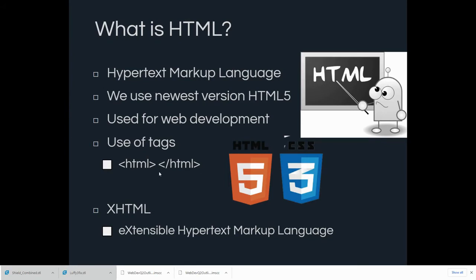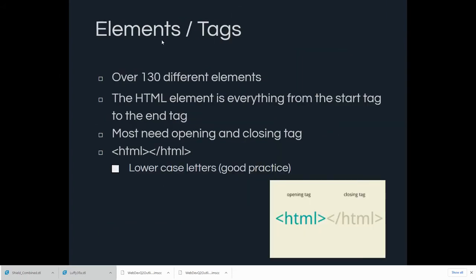and how HTML works is we have these things called tags that make up elements. This is an example of a standard element. So there are over 130 different elements within HTML. Like I said in a previous slide, we have tags that make up an element. So we have an opening tag and a closing tag. The HTML element is the entire thing. So this is an HTML element, and it has an opening and closing tag.